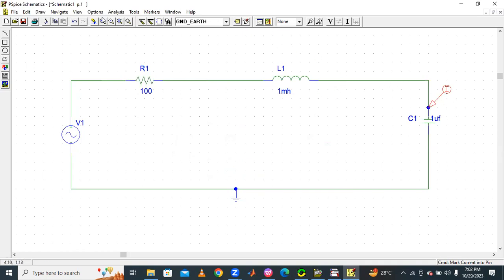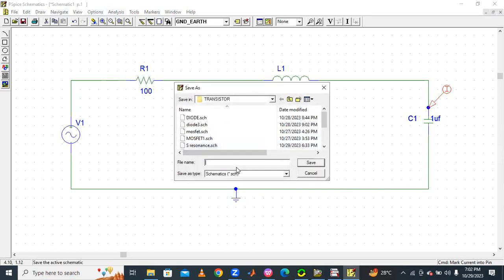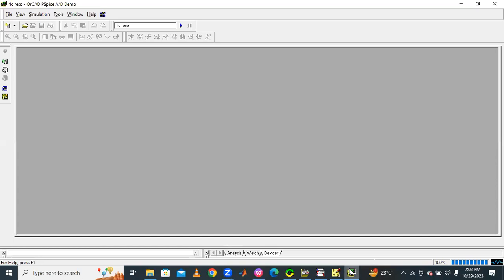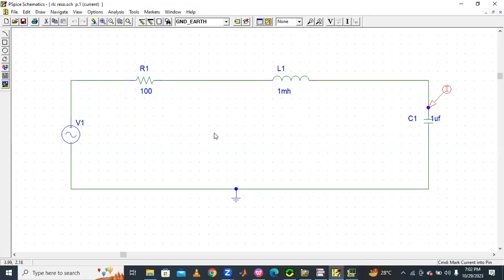Then save, a series resonance, RLC resonance in series RLC, and then simulate. After simulate, you will get like this.